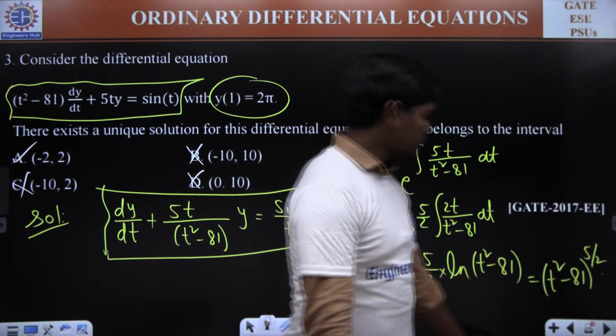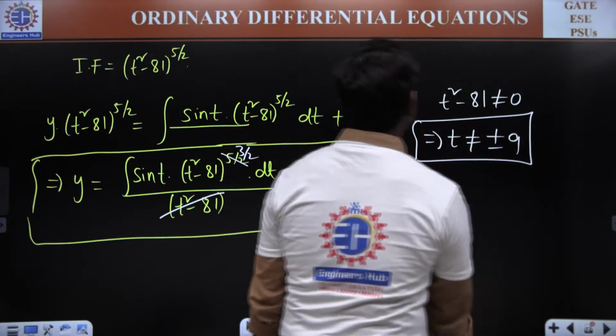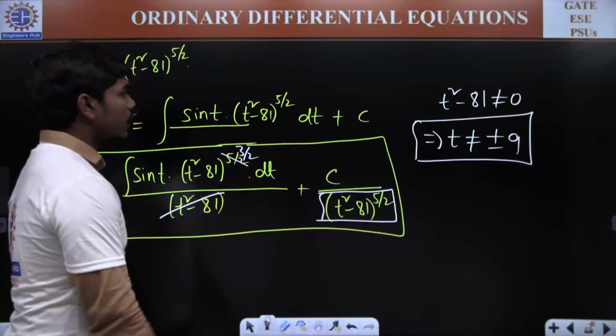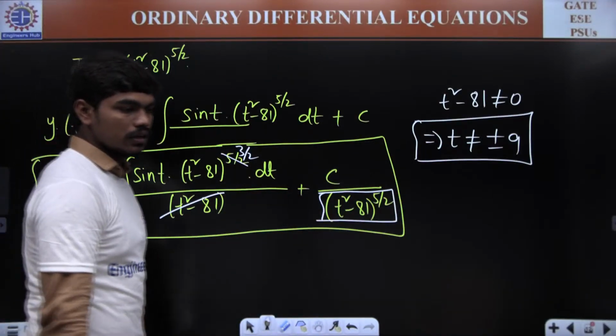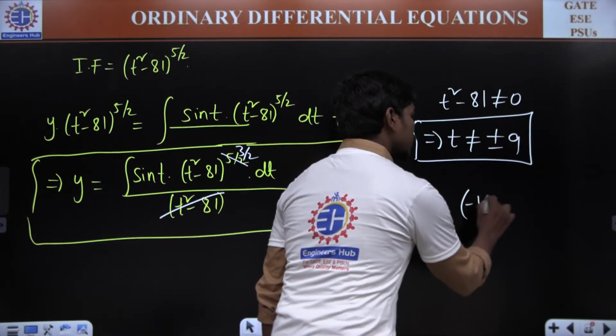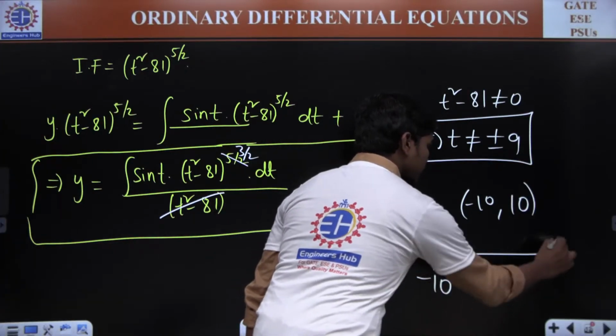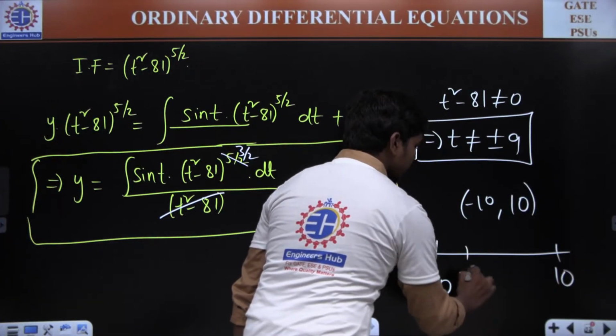How 10 became 9? Sorry? Where? How 10 became 9? Where is it? At which step? See, look, in the interval minus 10 to 10, we have all the values from minus 10 to 10. Correct? So minus 9 and 9 are here.